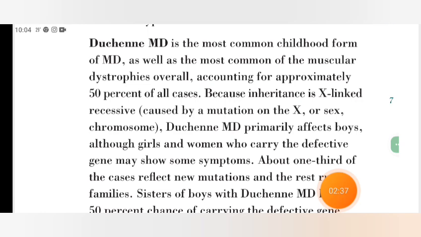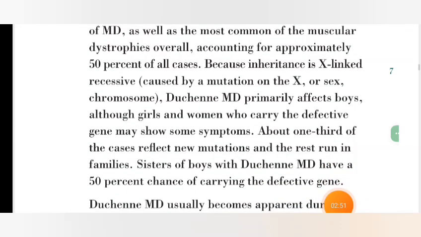There are many types of muscular dystrophy. First is Duchenne MD, the most common childhood form of MD as well as the most common of the muscular dystrophies overall, accounting for approximately 50% of all cases. Inheritance is X-linked recessive, caused by a mutation on the X or sex chromosome.